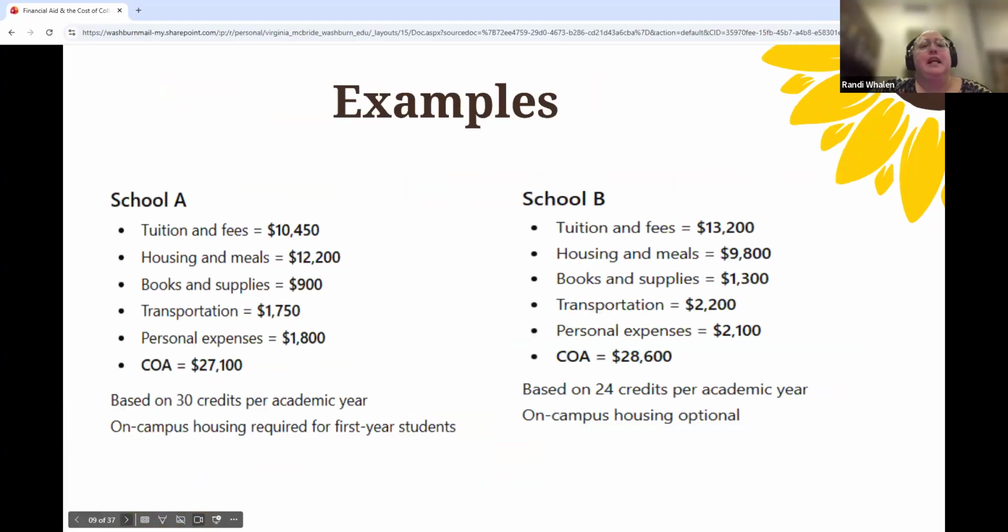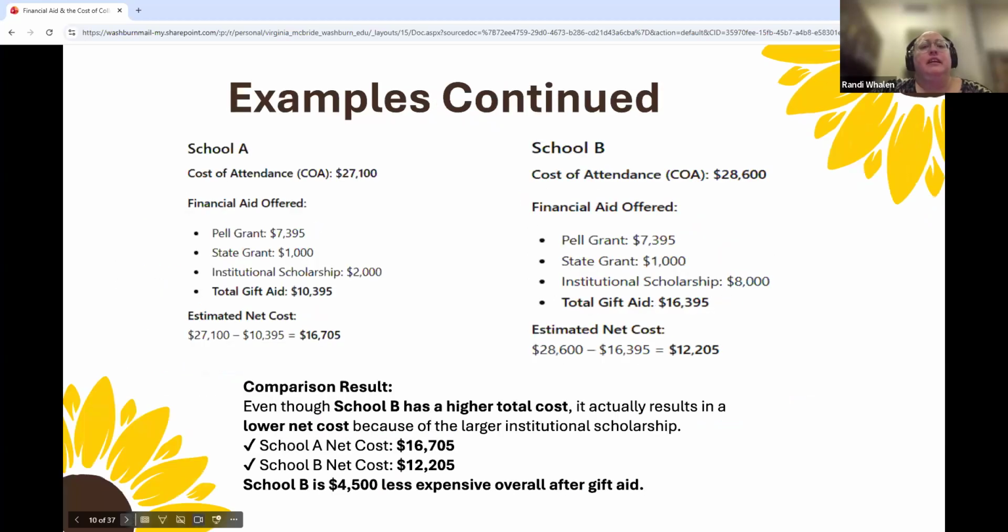Here you can see examples from two schools, School A and School B. School A is based on 30 credits per academic year, on-campus housing required for first-year students, and School B is based on 24 credits per academic year, on-campus housing is optional. Here is the example continued.